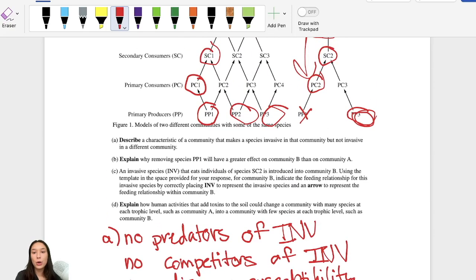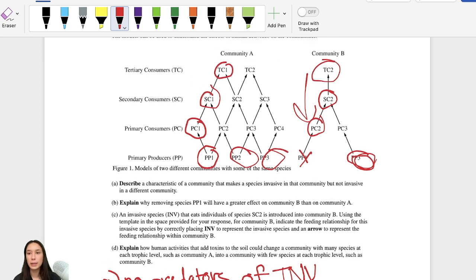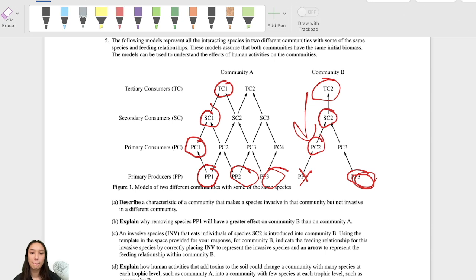All right, so for C, it says an invasive species that eats individuals of species SC2 is introduced into community B. Using the template in the space provided for your response for community B, indicate the feeding relationship for this invasive species by correctly placing I and V to represent the invasive species and an arrow to represent the feeding relationship within community B. Okay.